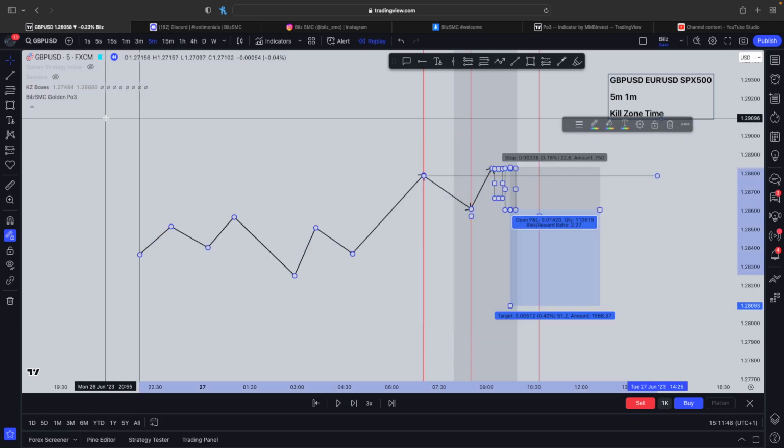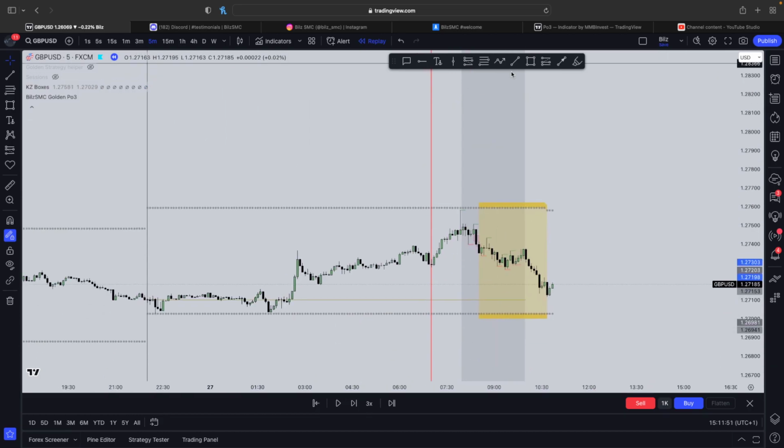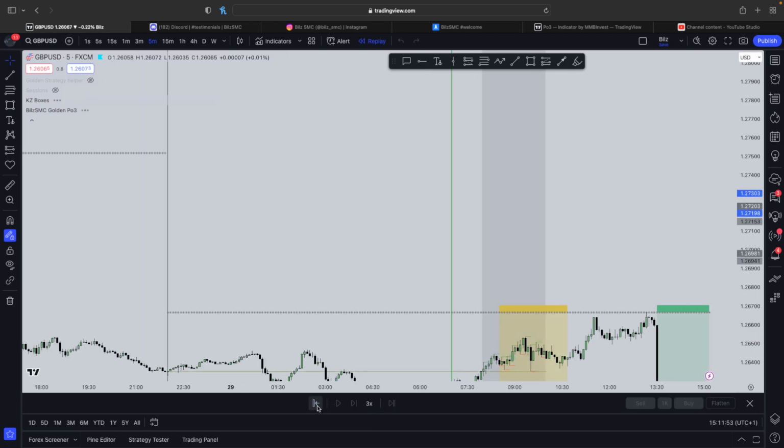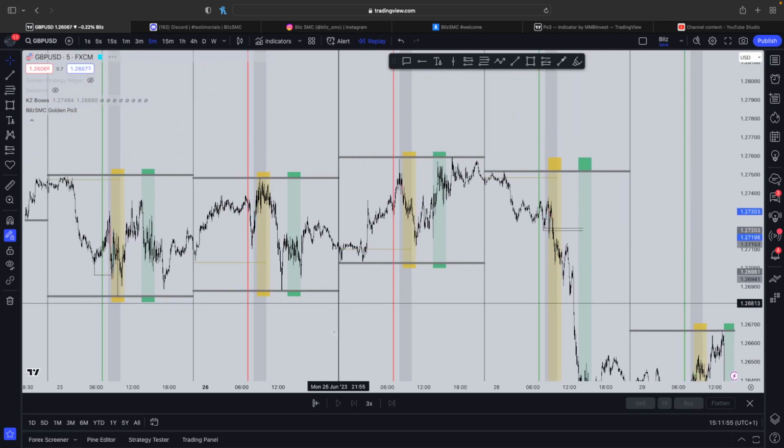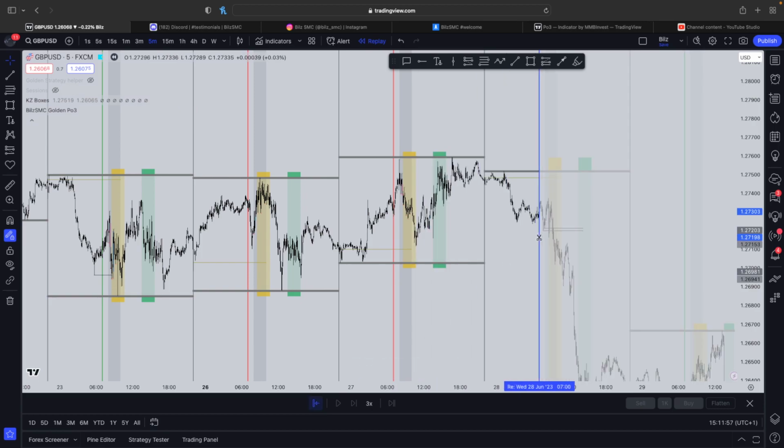Okay, so now let me show you one example of how to actually use this strategy to your benefit, because this example right here is the real deal, but the next ones which I show you are the ones which will trick you out a lot, so make sure you watch the next ones properly.